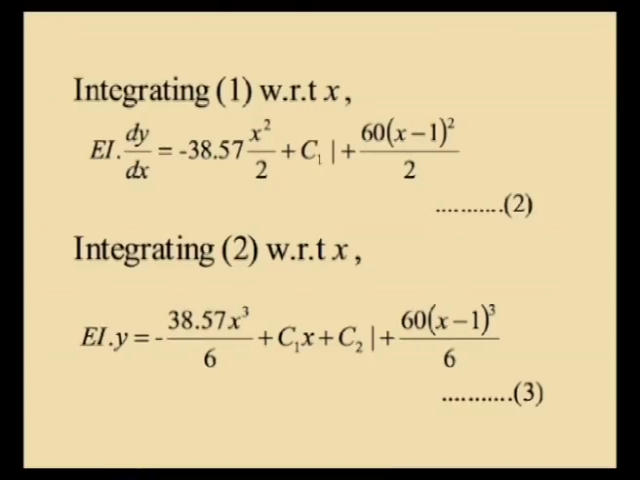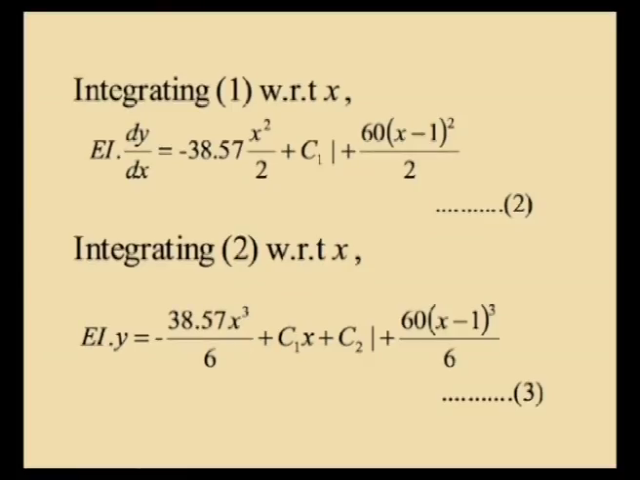Now, to obtain the slope and deflection equations, we have EI d squared y by dx squared equal to minus M at XX. So, EI d squared y by dx squared equal to minus 38.57 x, use a dotted line, minus 60 into x minus 1, because this 38.57 x is common for portion AC and CB, so that we are not repeating. As we did in the earlier example, you write once and then separate by a dotted line and write the additional term alone.